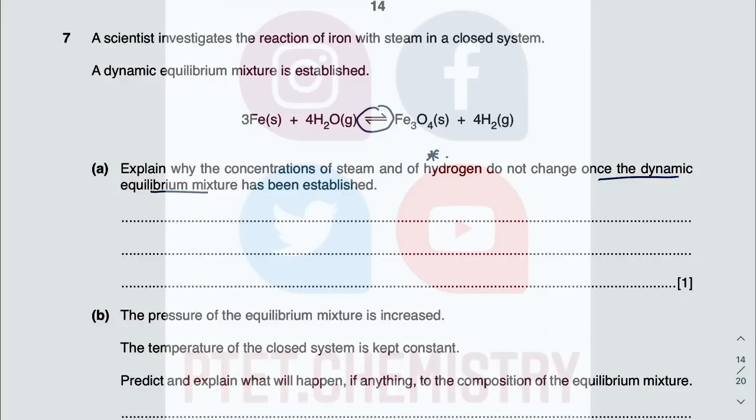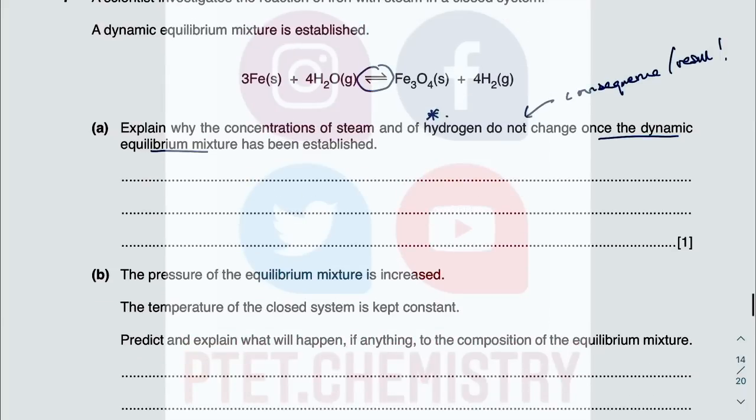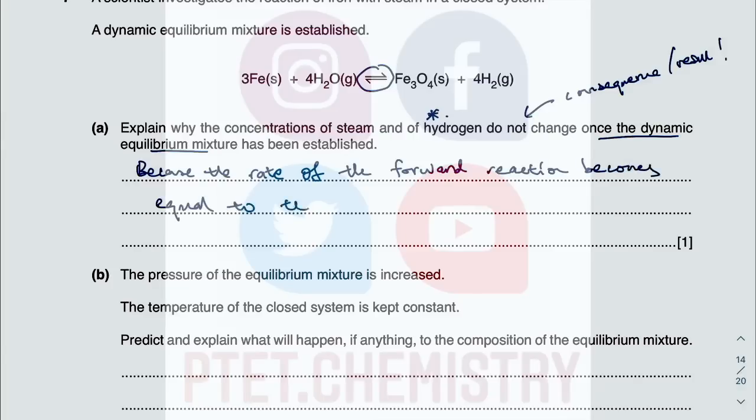Okay. Explain why the concentration of steam and hydrogen do not change. All right. So this is a consequence, meaning it's a result of what is happening. Basically, define dynamic equilibrium. Because the rate of the forward reaction becomes equal to the rate of the backward reaction at dynamic equilibrium, or upon reaching dynamic equilibrium.